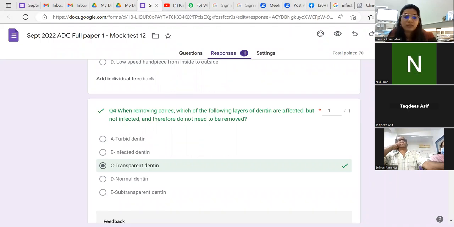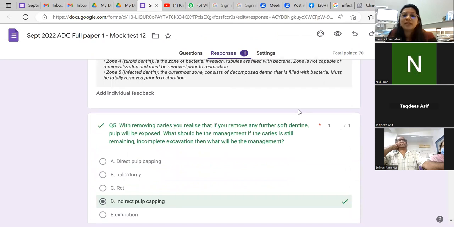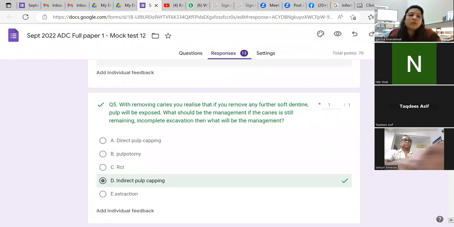Okay, next. Anyways, I've mentioned everything in this explanation out here. All the enrolled candidates who have solved the mock have got it. While removing caries, you realize that if you remove any further soft dentin, pulp will be exposed. What should be the management if the caries is still remaining? Incomplete excavation, then what will be the management?